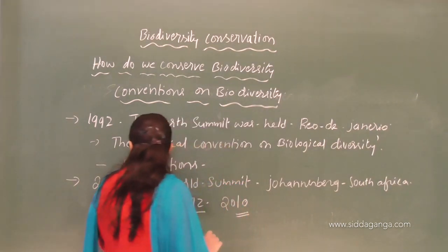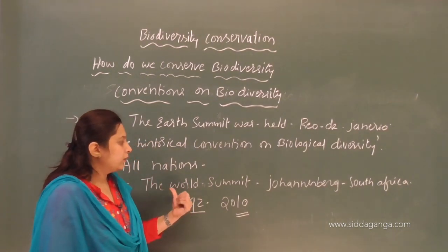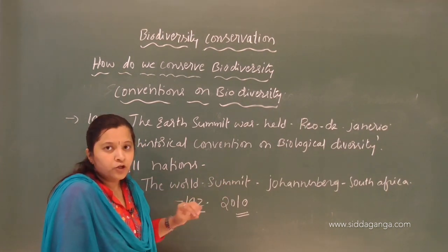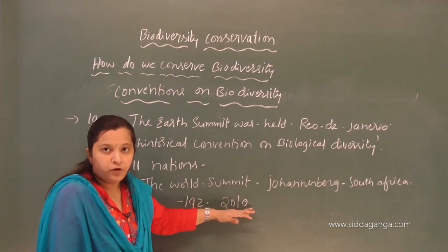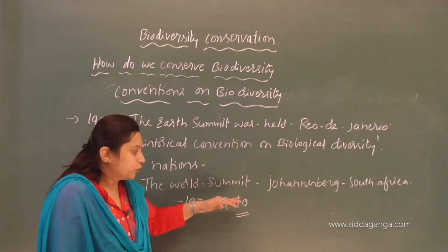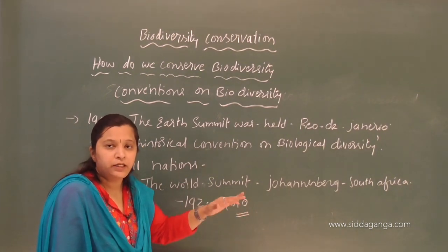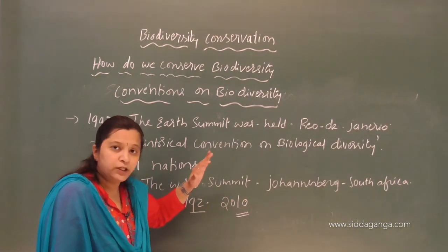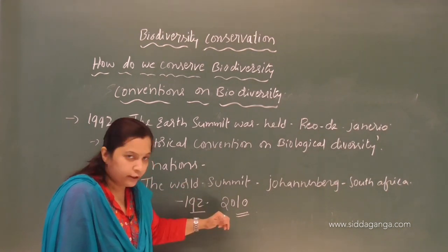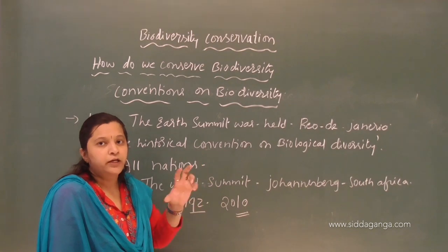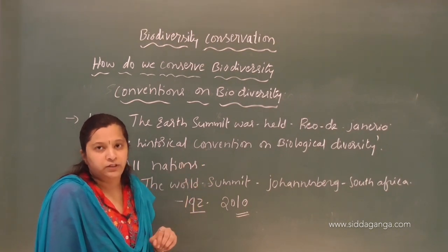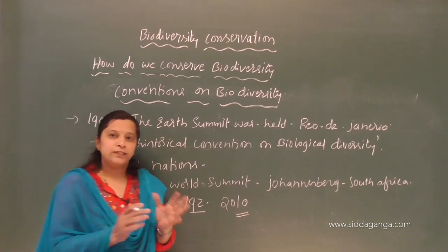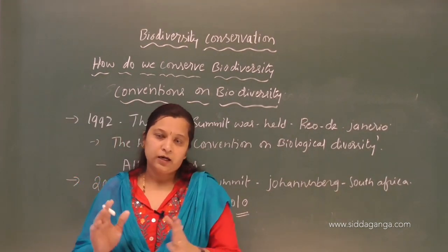So in the year 2002, the World Summit was held at Johannesburg, South Africa. Here 192 nations pledged to significantly reduce the current biodiversity loss by the year 2010. So these are some of the international efforts made to conserve biodiversity. Understood? So that is the convention on biodiversity. This completes the chapter, biodiversity and conservation.